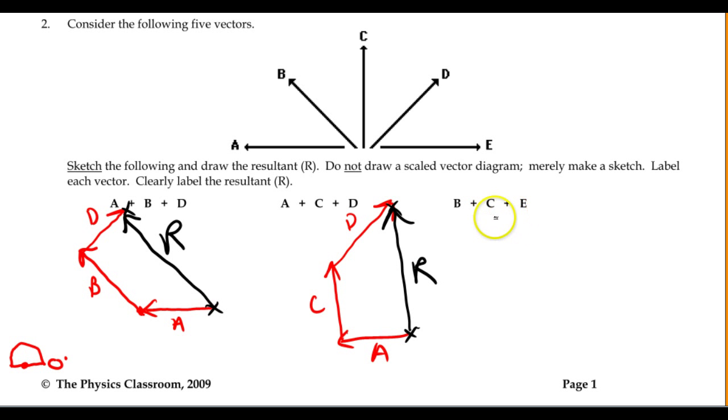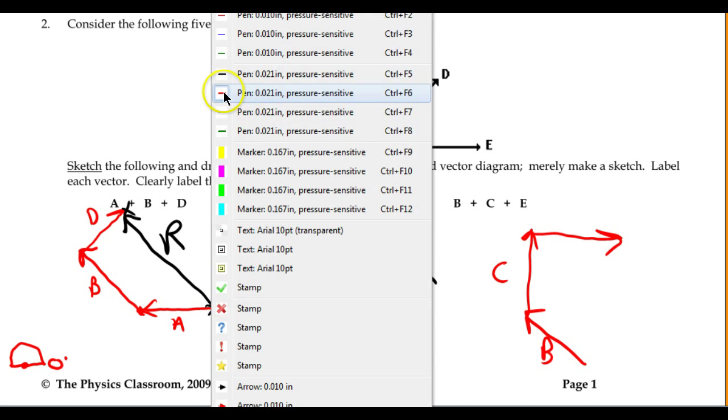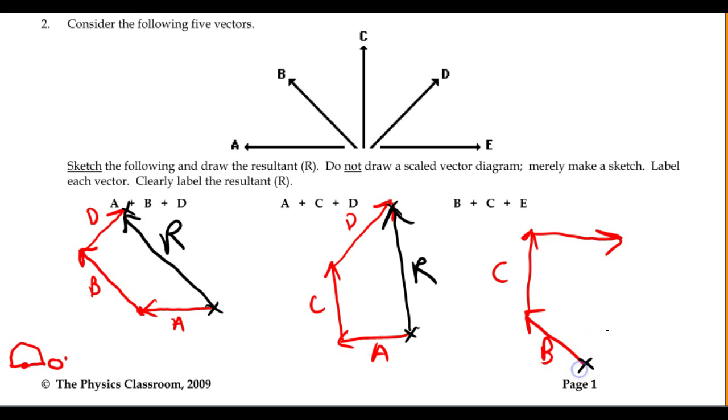Then we get to the next one. We're talking about B first. B is up and to the left. Then we're going to go straight up for C. And then we're going to add vector E, which is straight over. And our resultant is from where we started, here, to where we finish, here.